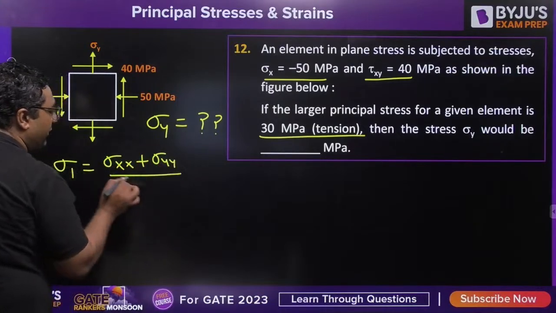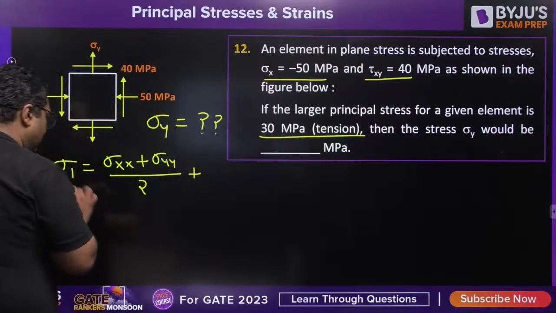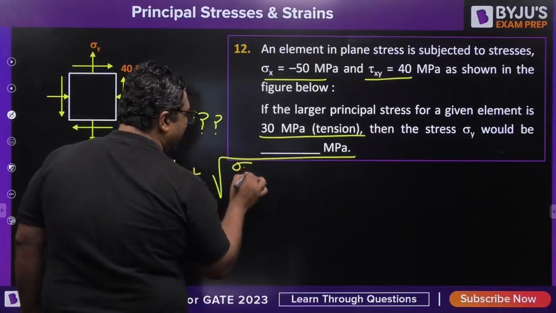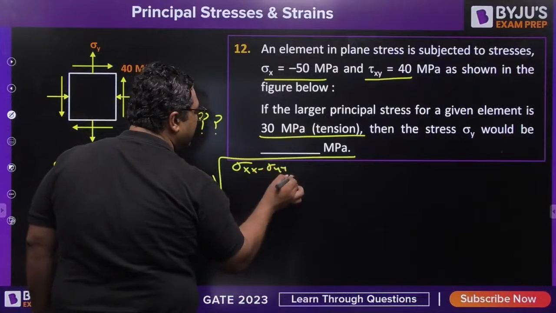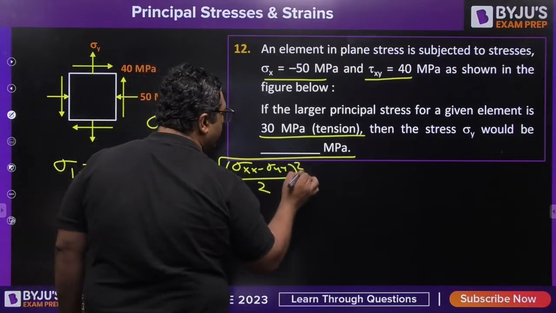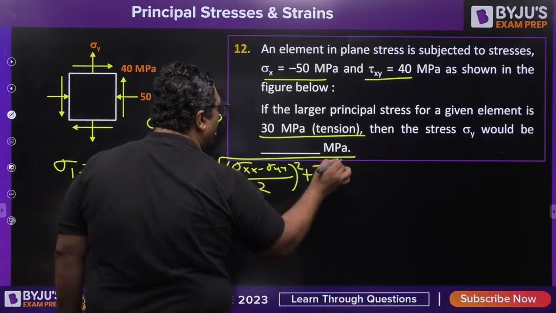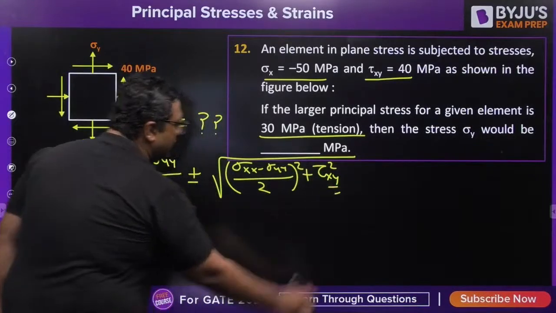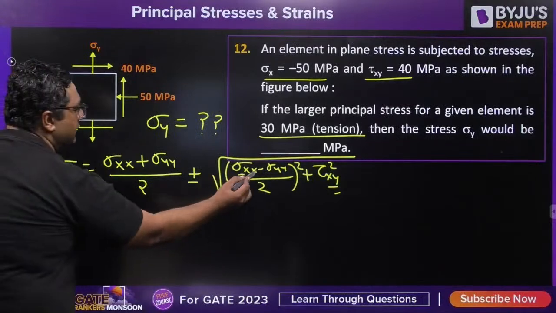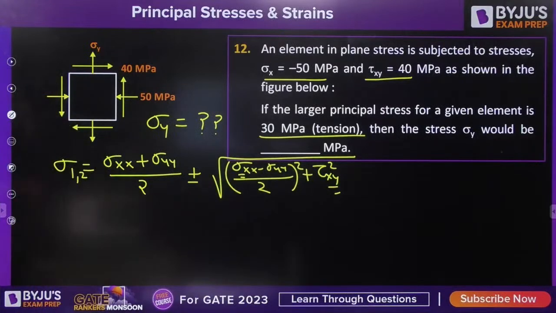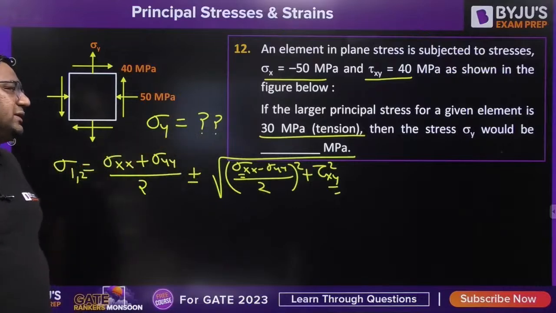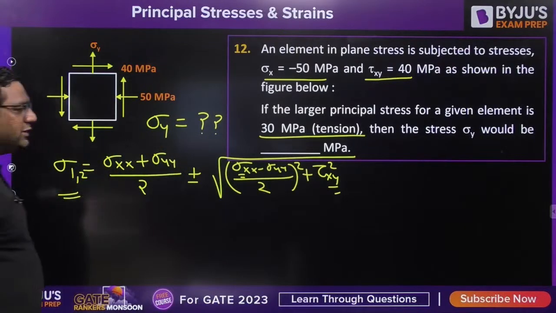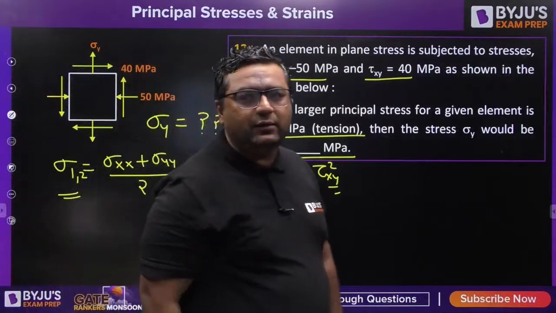You must be knowing sigma 1 is sigma xx plus sigma yy by 2 plus the square root of sigma xx minus sigma yy by 2 whole square plus tau xy whole square. Tau is known to us, sigma xx is known to us. You just need to find sigma yy, and sigma 1 is also given to us. Sigma 1 is mentioned as 30 MPa. So you just need to find sigma yy.